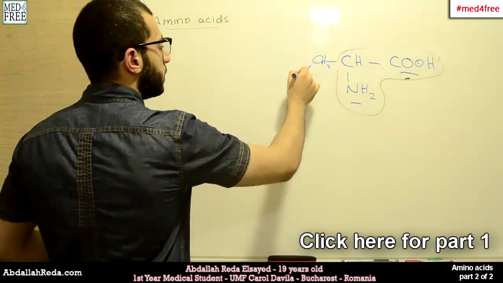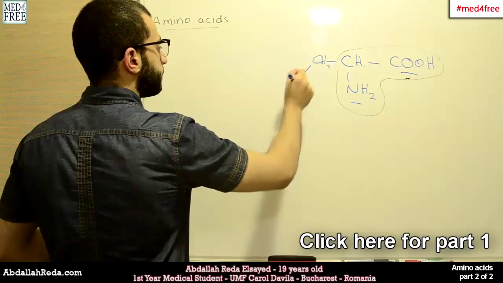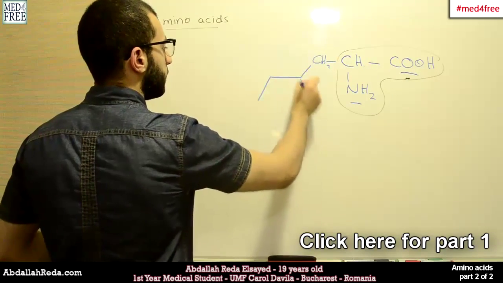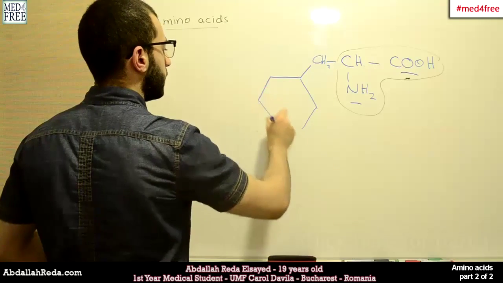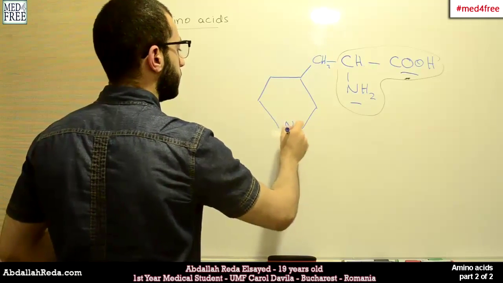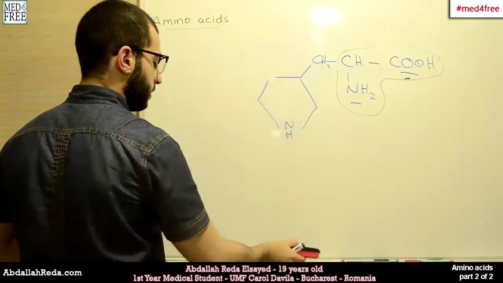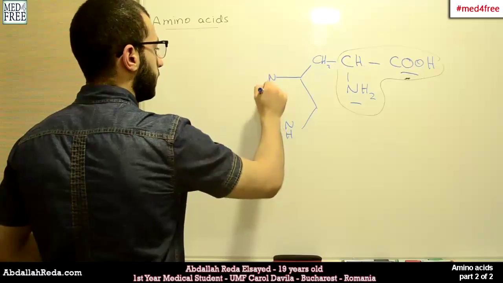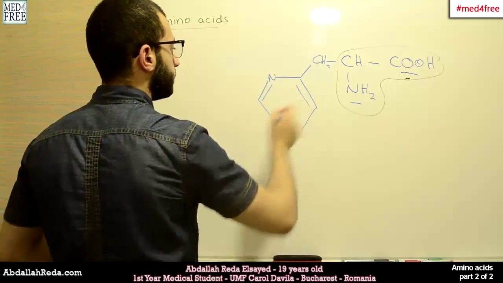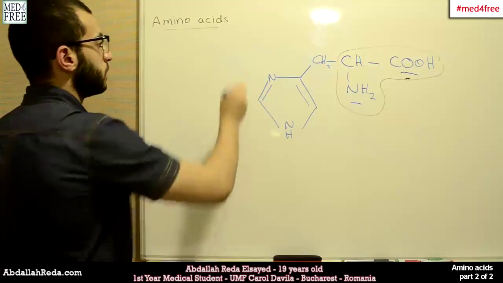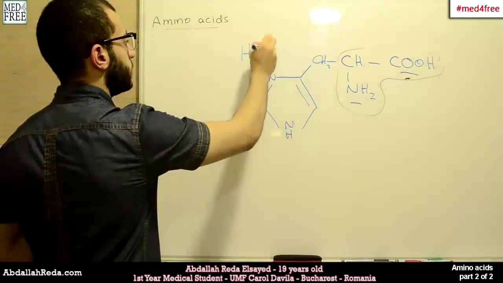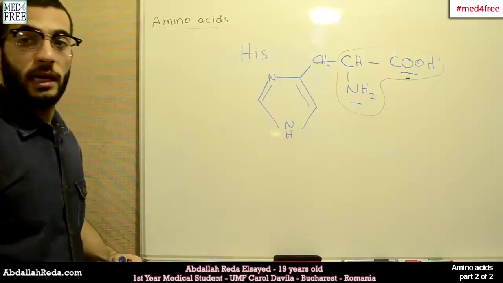And then we have also a 5-ring structure like that. Here we have an amino group, and there we have another, and we have the double bonds. This is called histidine and abbreviated to HIS, histidine.